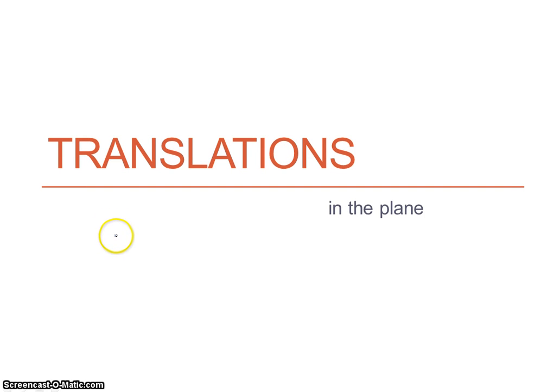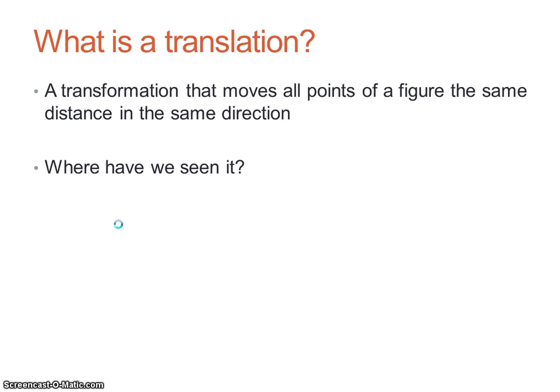Our next video is going to be about translations in the plane. So, what is a translation? A translation is a transformation that moves all points of a figure the same distance in the same direction. Where have we seen this? Well, we've been graphing our different types of equations. So, for example, we've graphed absolute value.